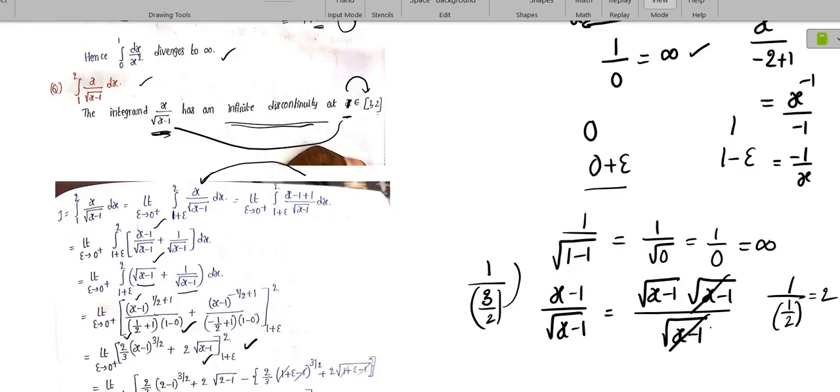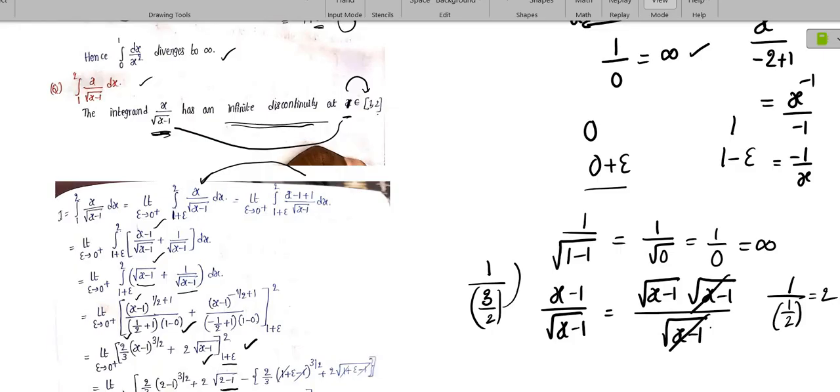Here I am substituting limits. First I am substituting the upper limit: x becomes 2, so 2 minus 1 to the power 3/2, and here also I substitute 2, giving 2 minus 1. Now I substitute the lower limit, minus 2/3. In place of x, I substitute 1 plus epsilon: (1 + ε − 1) to the power 3/2 plus 2 into root of (1 + ε − 1). Plus 1 and minus 1 cancel, plus 1 and minus 1 cancel.